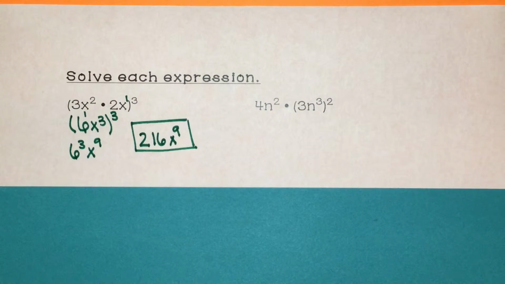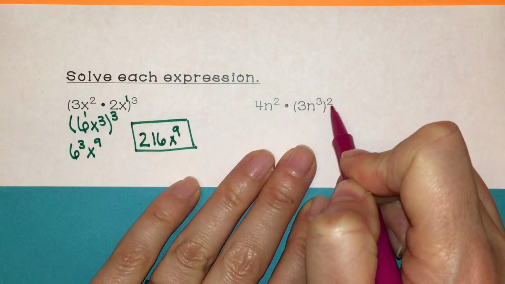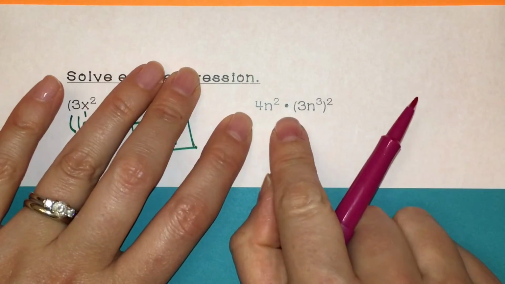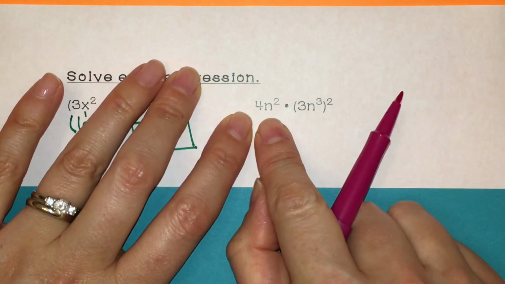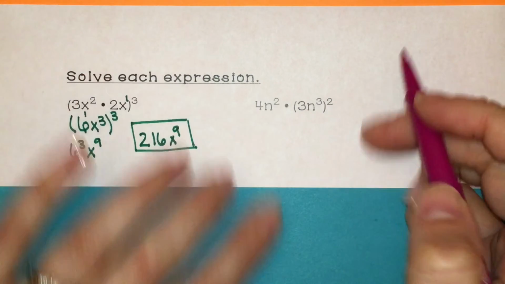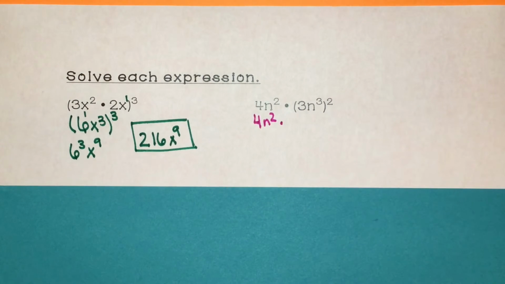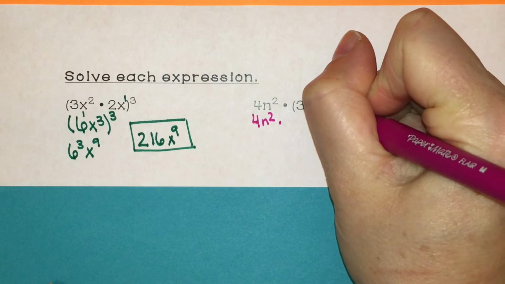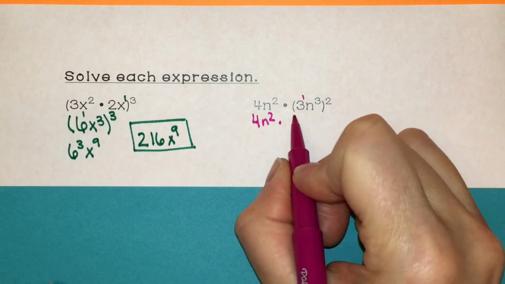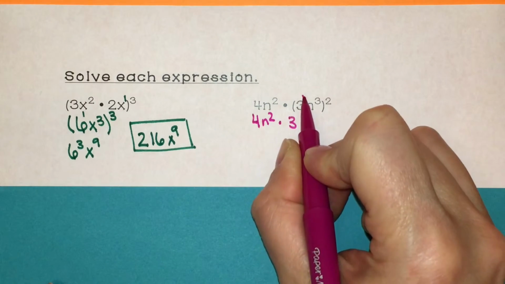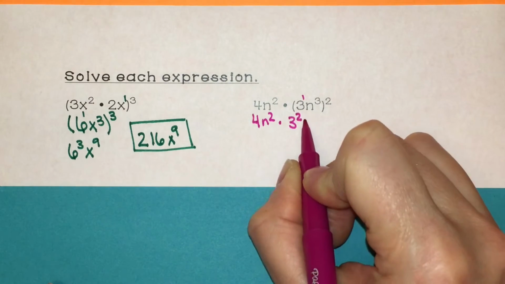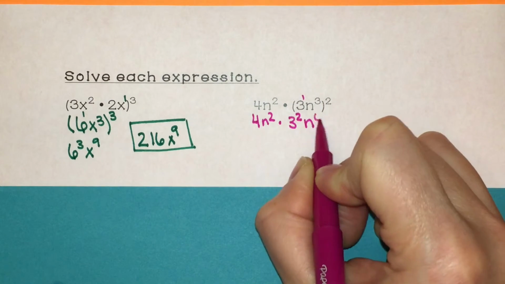Okay, this one's slightly different because we have power raised to power just for this part, then it's being multiplied by 4n to the second. So we're going to do this part over here first. Simplify that. So I'm going to put 4n squared times. All right, remember, multiply the exponents inside the parenthesis by the one on the outside. So raise 3 to the power of 1, so you don't forget that. We have 3 to the power of 1 times 2 is 2. n to the power of 3 times 2 is 6.